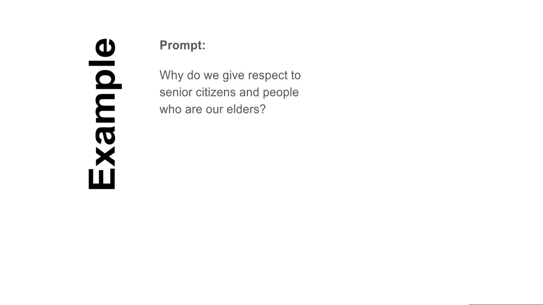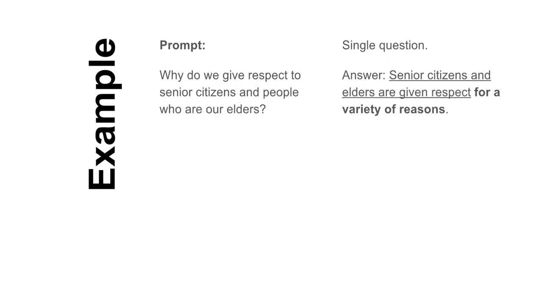So let's try this with an example. From a prompt, why do we give respect to senior citizens and people who are our elders? First step, identify the question. This one is kind of easy because it is already written as a single question. There's no layers, and it ends in a question mark. Why do we give respect to senior citizens and people who are our elders? So now we need to give our answer, and we need to restate in the process.